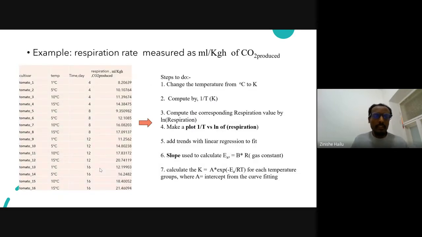Let's say this is the trial with a tomato cultivar. After harvest, we store it at different temperatures, like 1 degree centigrade, 5, 10, 20, and so on, and we measure the respiration rates at time intervals, like 4 days, 8 days, 12 days, and so on. We have this respiration data from our measurement. Now we are going to model it with the Arrhenius equation.